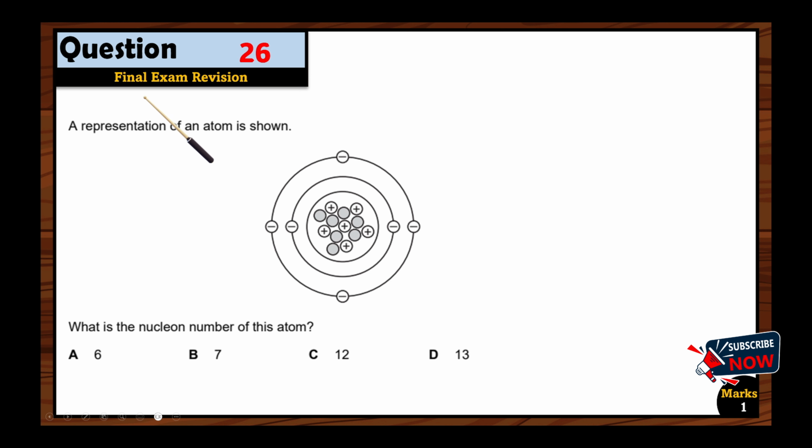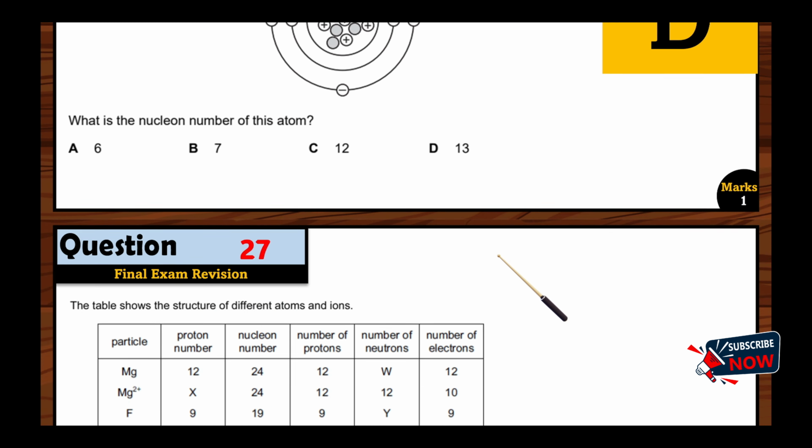Question number 26. A representation of an atom is shown over here. What is the nucleon number of this atom? So what is the nucleon number? All these particles which you can see inside the nucleus make up the nucleon number. So we can count them and we can see that we have 1, 2, 3, 4, 5, 6, 7 neutrons and 6 protons. So 6 plus 7 is 13. So option D is right.